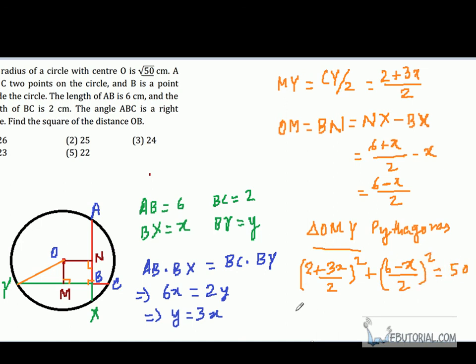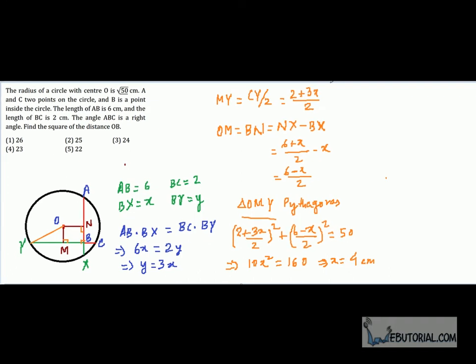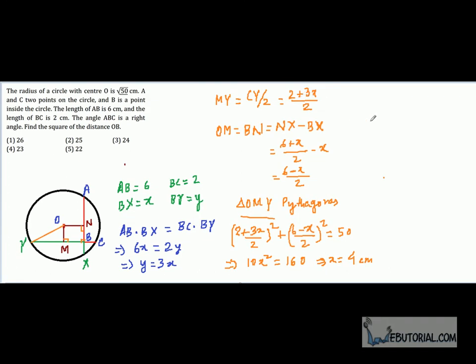If you solve this, use the quadratic and all, everything cancels. In the end you will get something like this: 10x square equal to 160, which means x is how much? x is 4. Whatever is the unit, it doesn't matter for now. Okay, so now the problem is almost over. So from this we know, OM is how much? OM was 6 minus x by 2. So this comes out to be 1 centimeter.